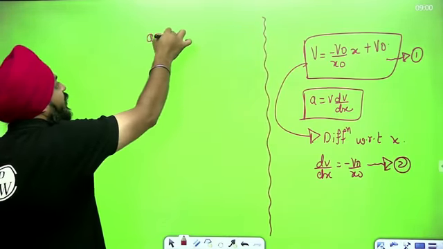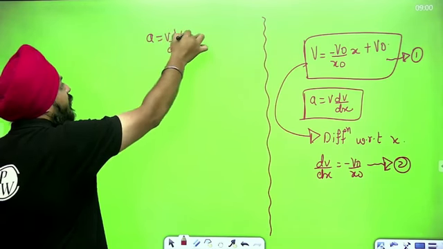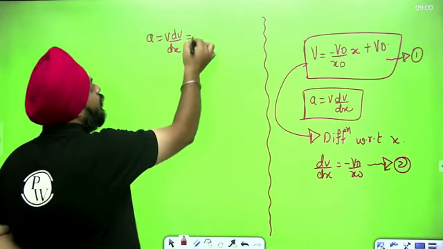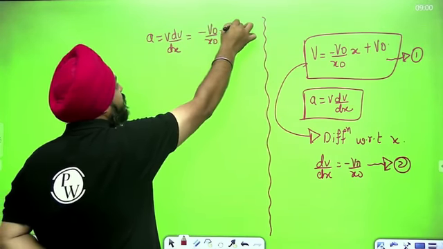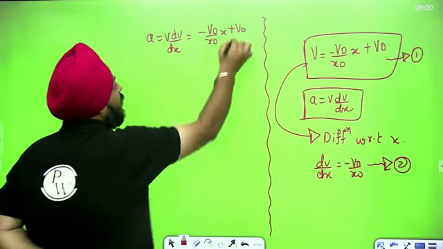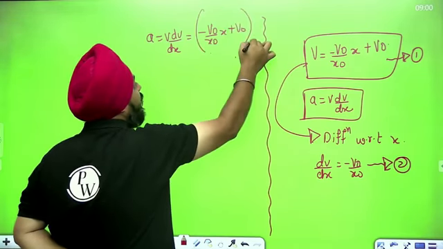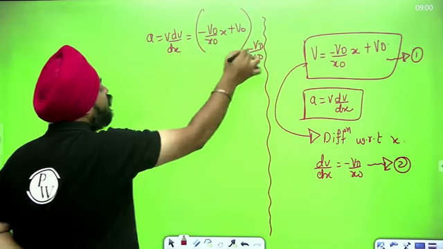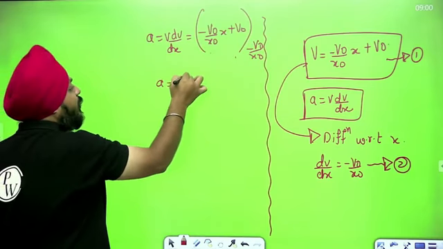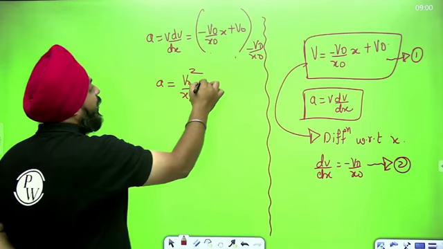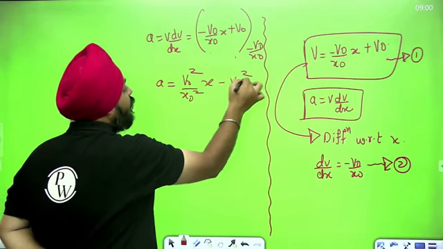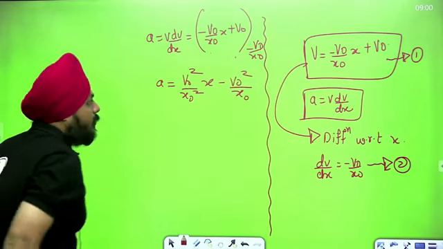Acceleration is equal to v dv by dx. So that is equivalent to negative of v naught by x naught times x plus v naught, into negative of v naught by x naught. Resolving this, you are going to get v naught square by x naught square times x, minus v naught square by x naught.